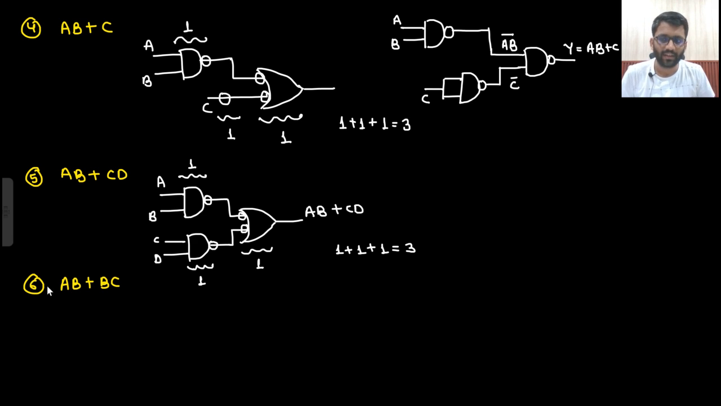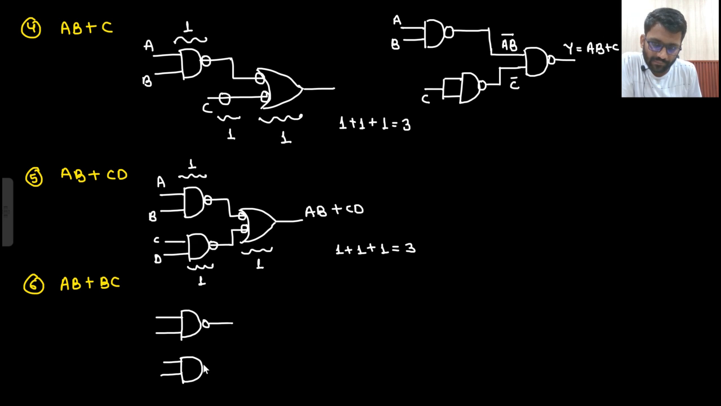3 gates, right? Which form is that? Sum of product. Do not change the form. This is also an AND gate only. Ditto similar structure will be there. AB, BC. A, B, and both will be same here. This will be your B, this is your C.